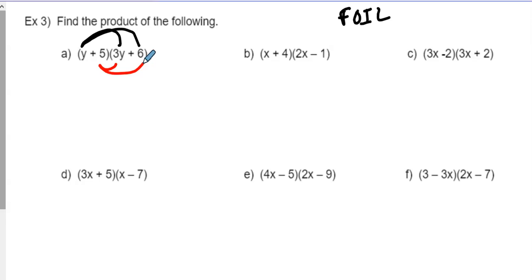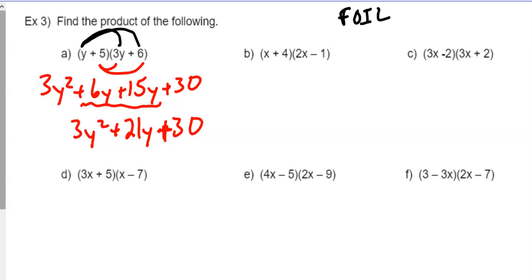Go ahead and pause this video though. Finish this one. Combine like terms, always simplify. When you're ready, push play to check your answer. Okay, so hopefully that matches.